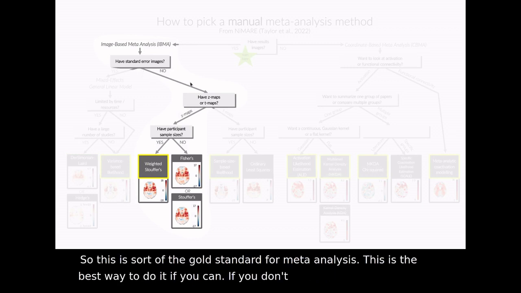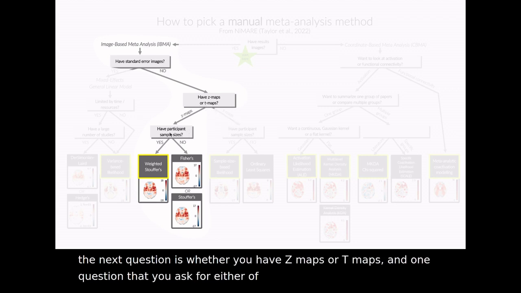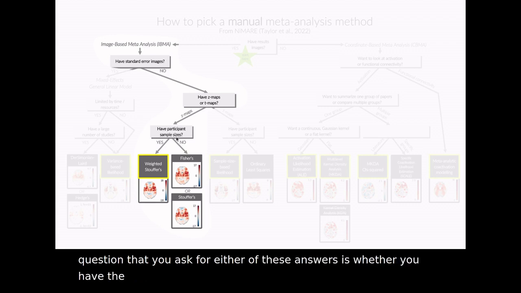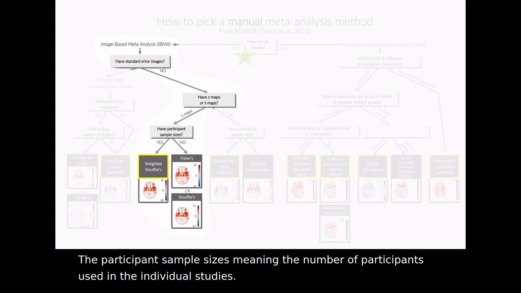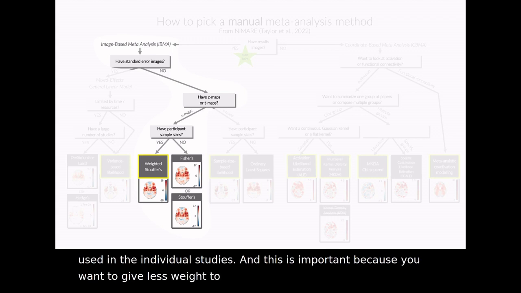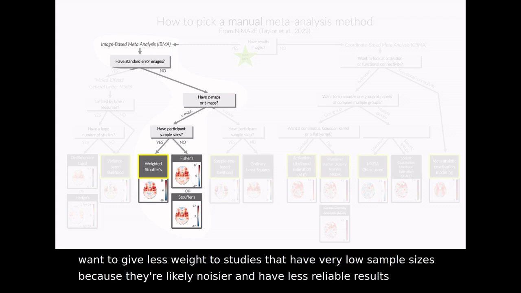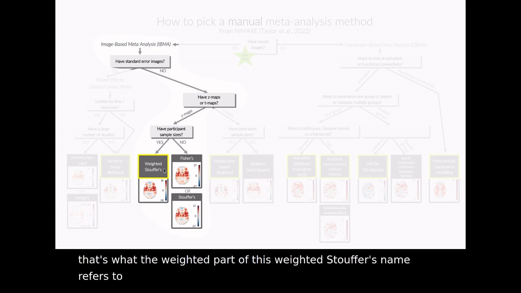If you don't have those error images, the next question is whether you have Z-maps or T-maps. And one question that you ask for either of these answers is whether you have the participant sample sizes, meaning the number of participants used in the individual studies. This is important because you want to give less weight to studies that have very low sample sizes because they're likely noisier and have less reliable results. So that's what the weighted part of weighted Stouffer's name refers to. You're downweighting studies with very low sample sizes.